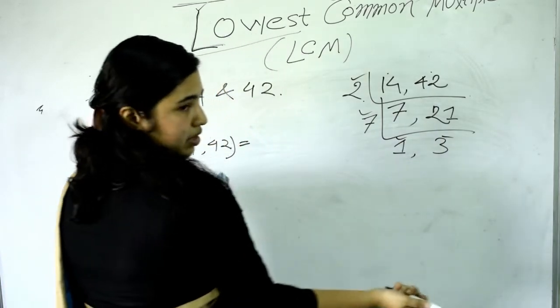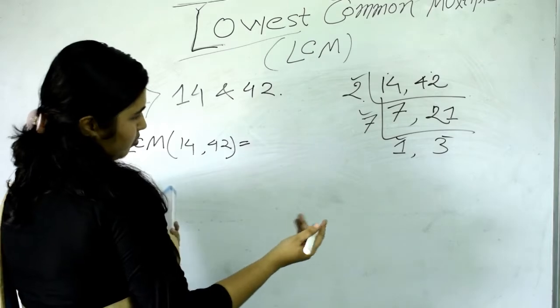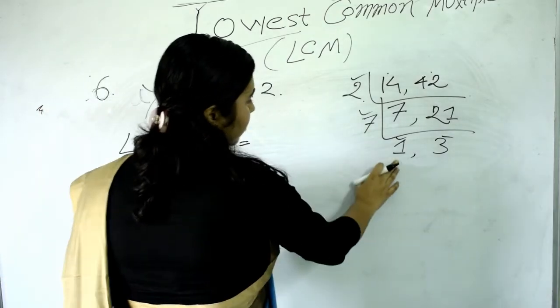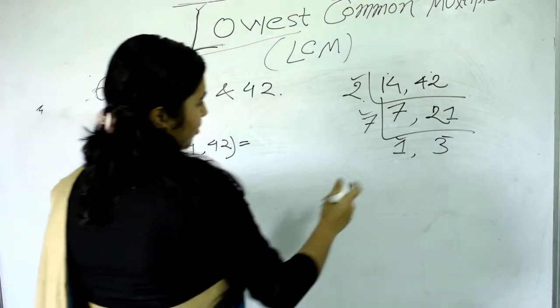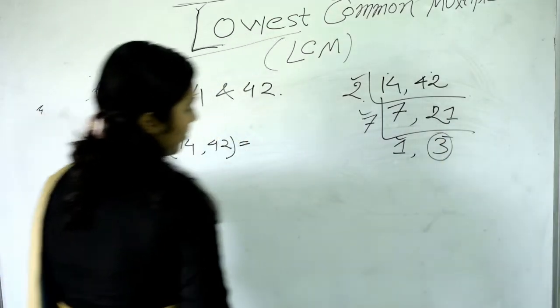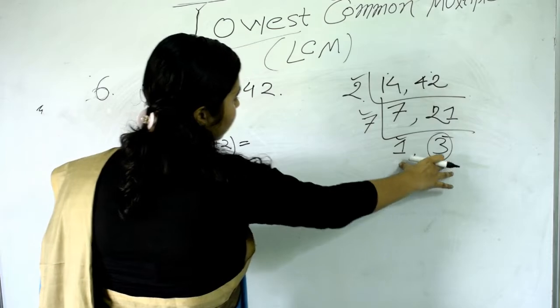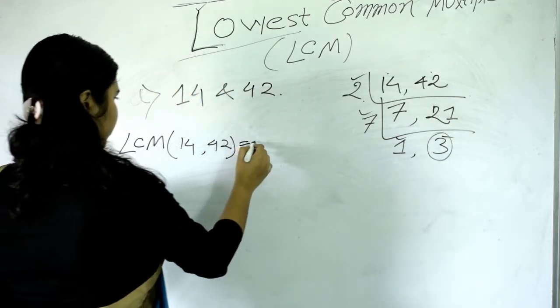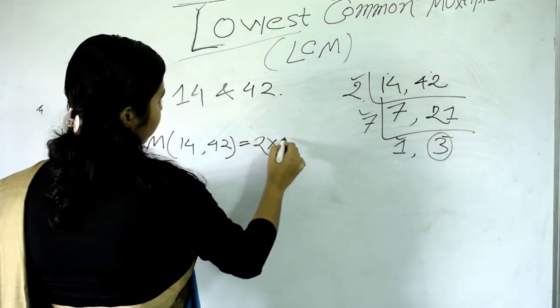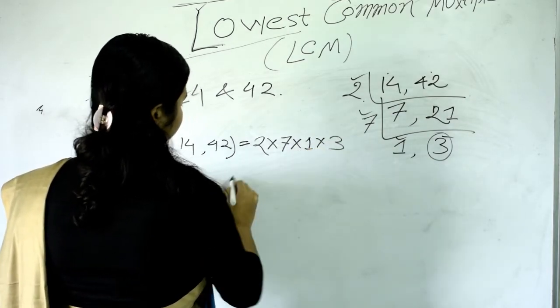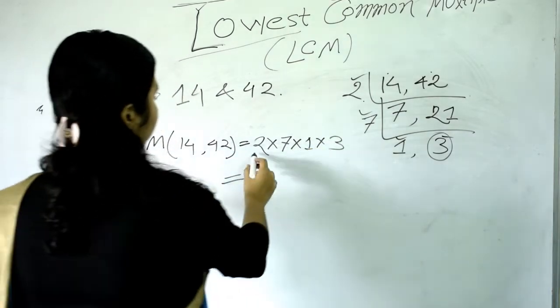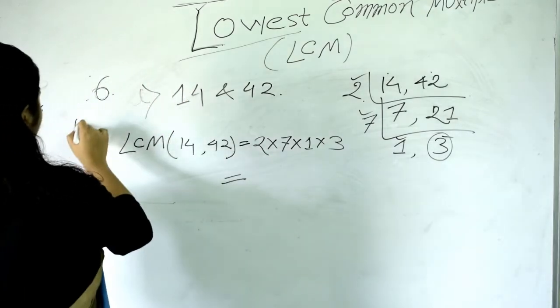Here 1 is not a prime number, but we can't divide 1 except by 1 itself. So and 3 is a prime number. So we have to take the last row also. So 2 into 7 into 1 into 3, which is equal to 7 2s are 14, 14 and 3.